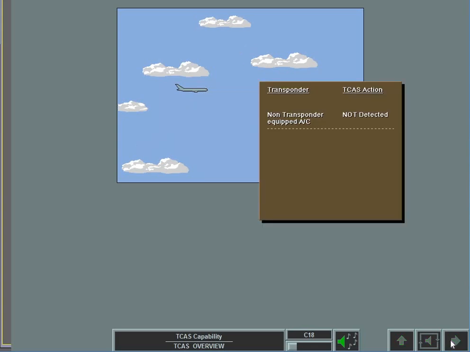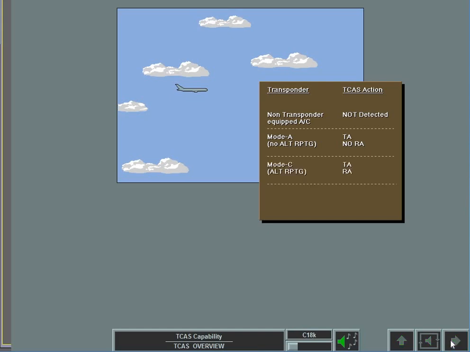This table indicates TCAS capability with respect to other aircraft. If the other aircraft does not have a transponder, TCAS cannot locate it. If the other aircraft has a Mode A transponder, no altitude reporting, TCAS can issue a TA, a Traffic Advisory, alerting you to its presence and location. Because TCAS receives no altitude information from the other aircraft, it cannot issue an RA, a Resolution Advisory.